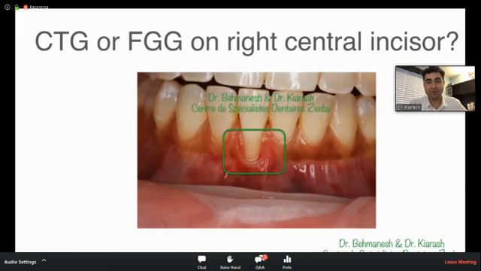Let's end this poll in 3, 2, and 1, and share the results. So we've got about two-thirds said connective tissue, one-third said free gingival graft. I'm only getting about a third of you that are actually taking the polls. Two-thirds of the people are not even participating. So maybe you're on a device that's more difficult. But coming back to the question, absolutely.